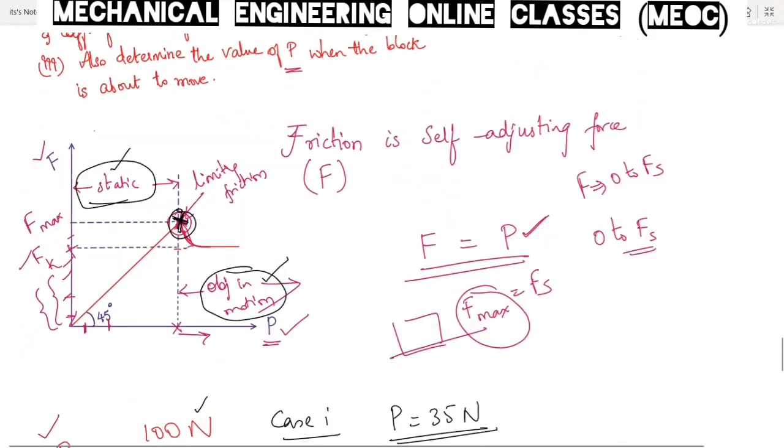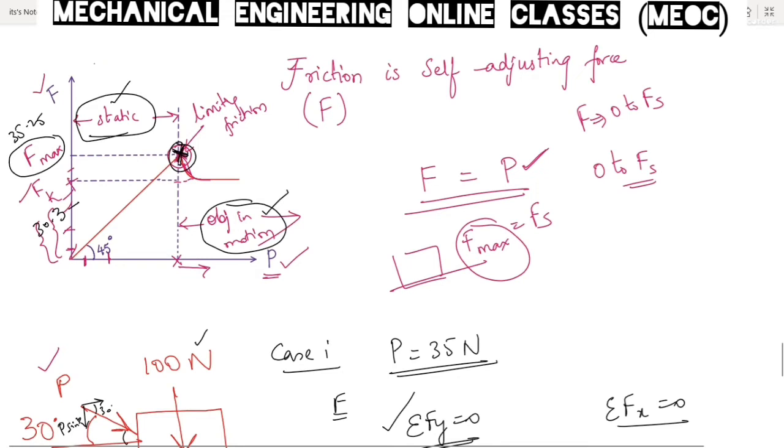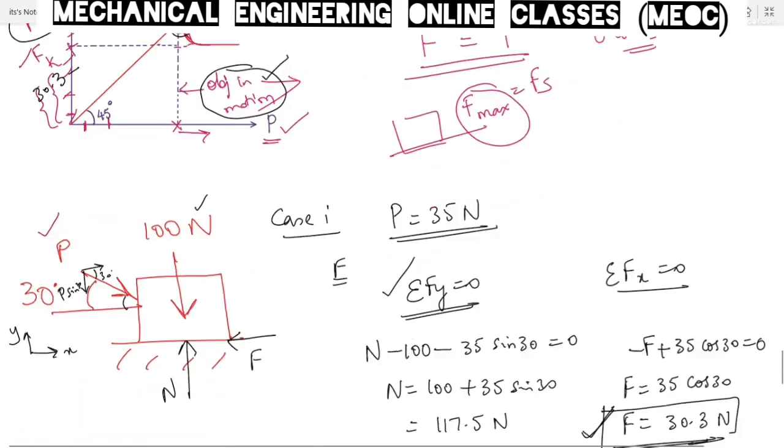So this value had come out to be 35.25, and the friction that is developed for a given value of P as 35 Newton is only somewhere 30.3 here. Meaning, the friction that is developed for the equilibrium to be maintained is not more than F max. So the object is not in motion. That means the object is at rest only.